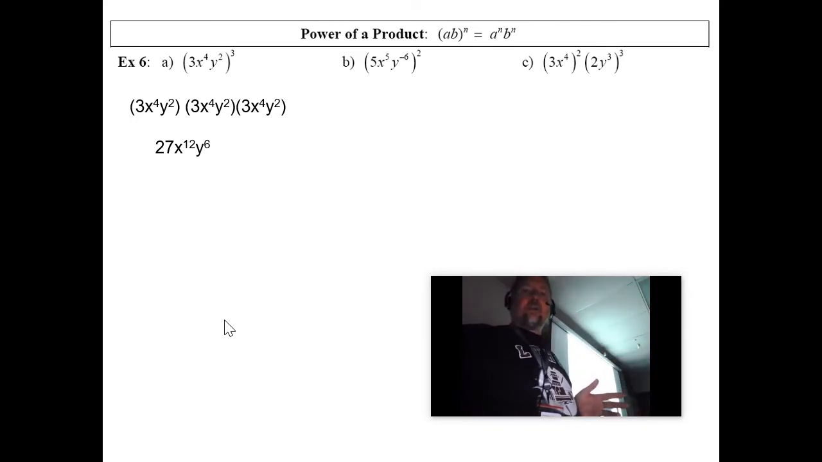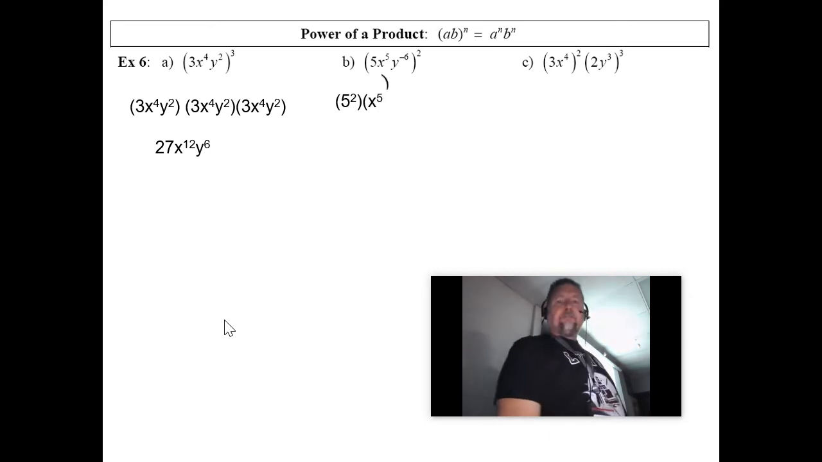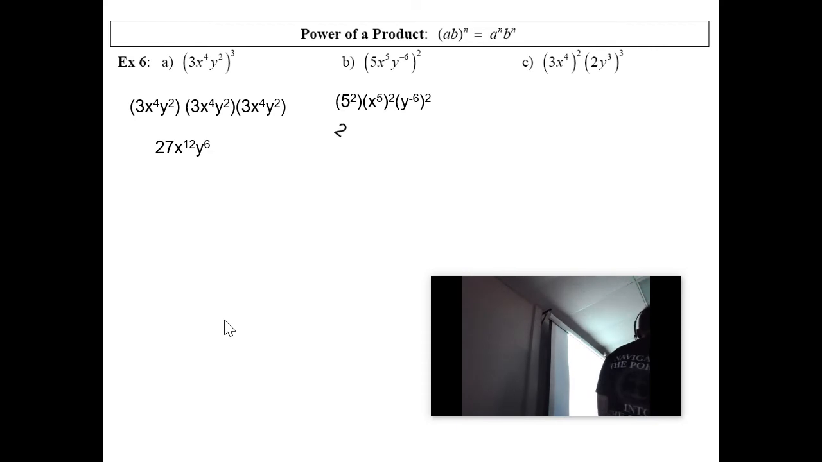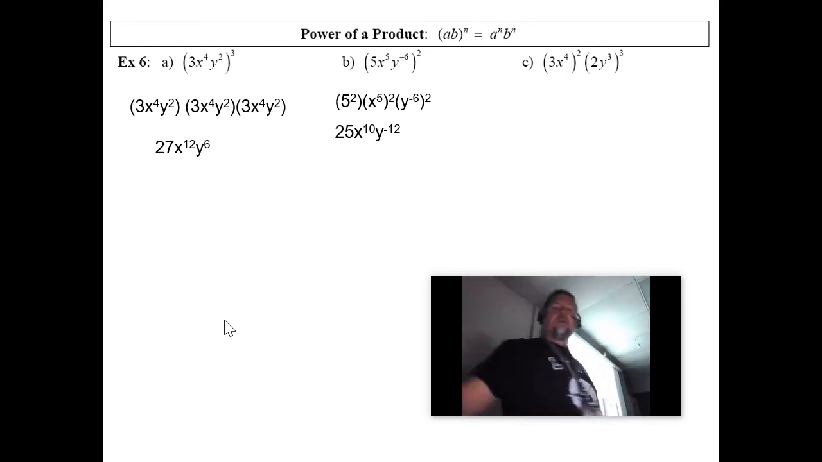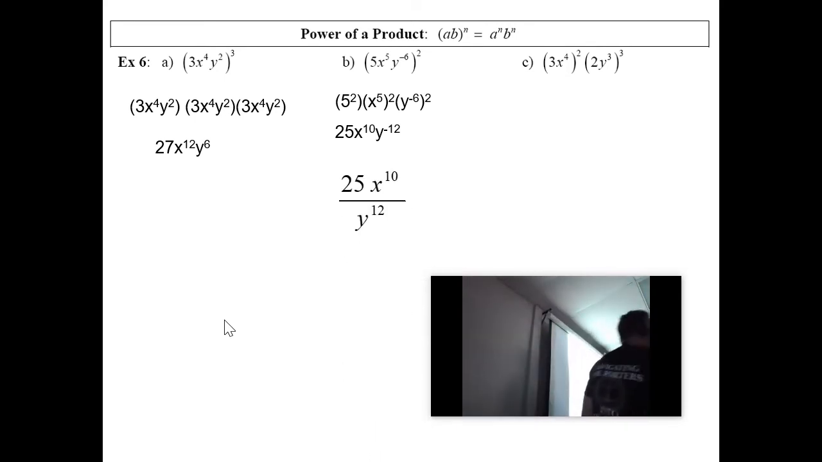And then we're going to go quickly. 5 squared is 25. X to the 5th squared is multiply those exponents, x to the 10th. Then y to the negative 6th squared is y to the negative 12th. Then you flip the y. The y has to be on the bottom. Actually, a rule, you should never leave a negative exponent in the final answer.